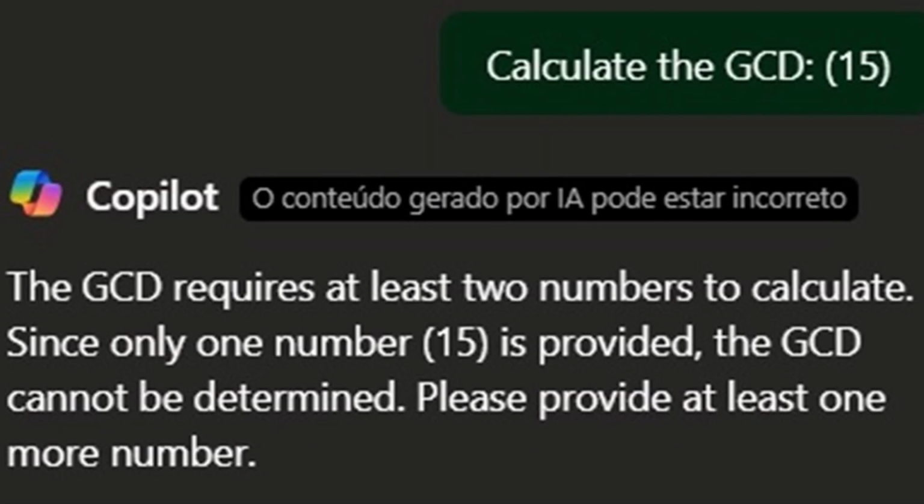The GCD requires at least two numbers to be calculated. Since only one number, 15, was provided, the GCD cannot be determined. Please provide at least one more number.